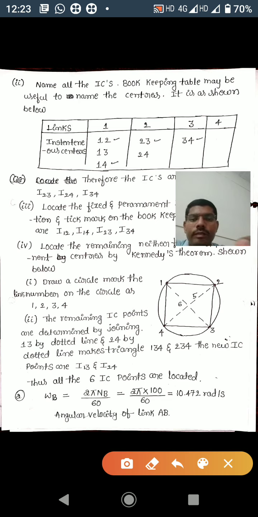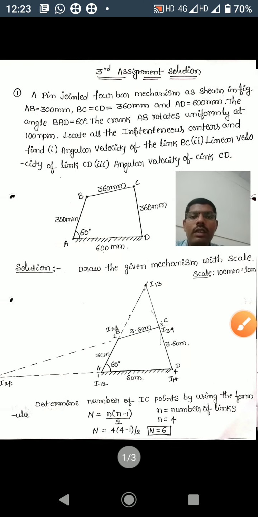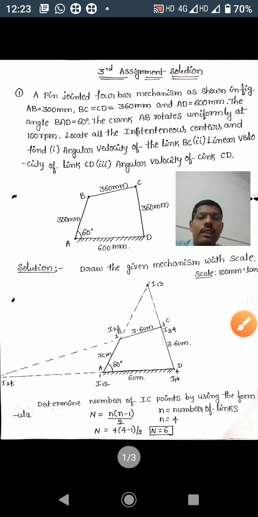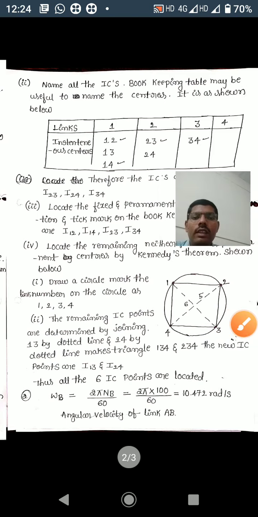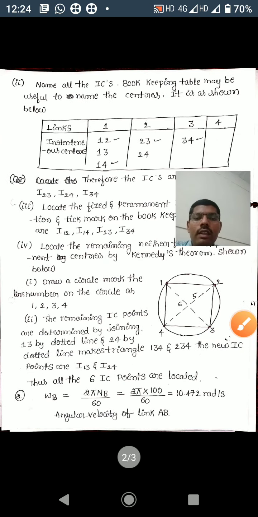So next, what you have to do? You have already determined how many ICs there are: 6 ICs you have already determined. Look here, dimensionally you have drawn the 4 bar mechanism. By using the dimensions, you have located the IC centers 1, 2, 3, 4, 5, 6. Next, you have to determine the velocity.